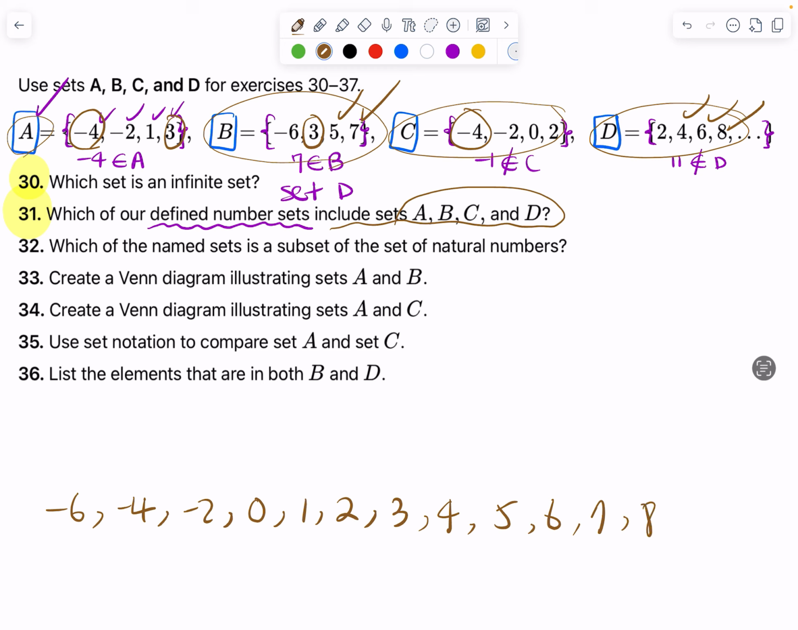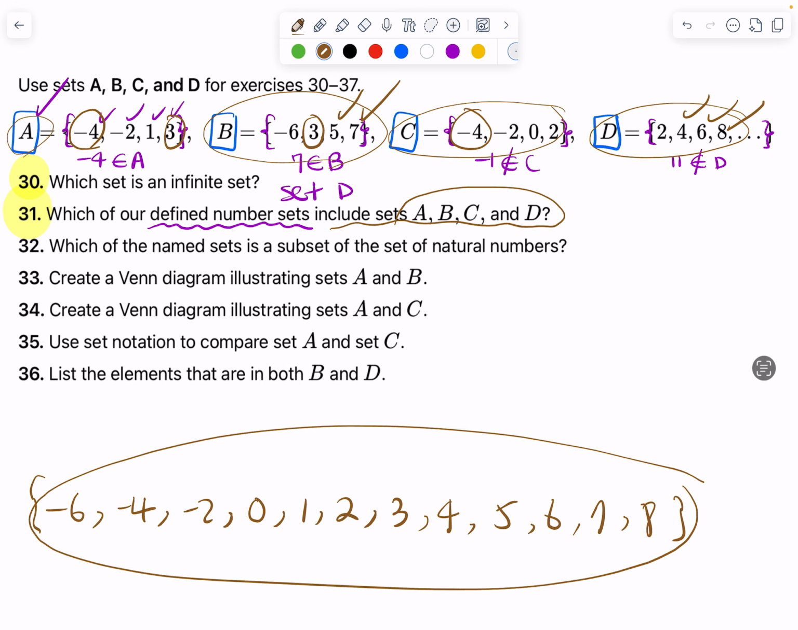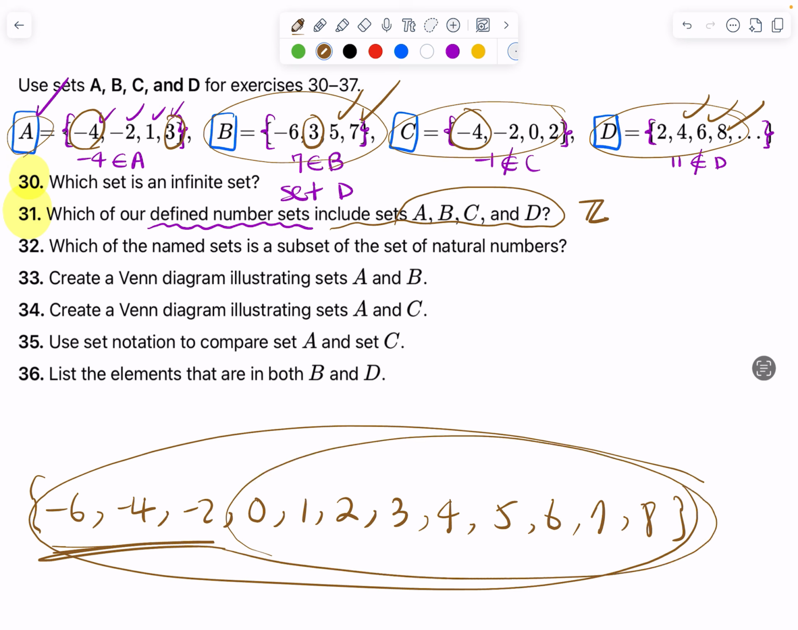So the union, meaning the combination of all 4 sets, is really this. What would you name that? Which of our defined number sets include this? Wouldn't that be integers? Because it's negative whole numbers and some of the positive whole numbers with 0. Okay? All right, next. And that is 32.